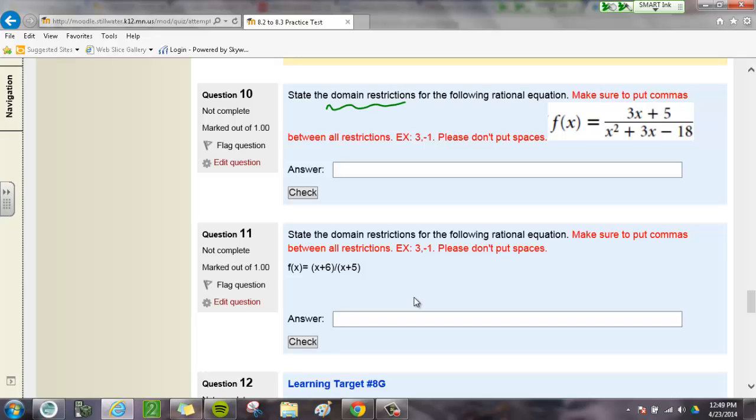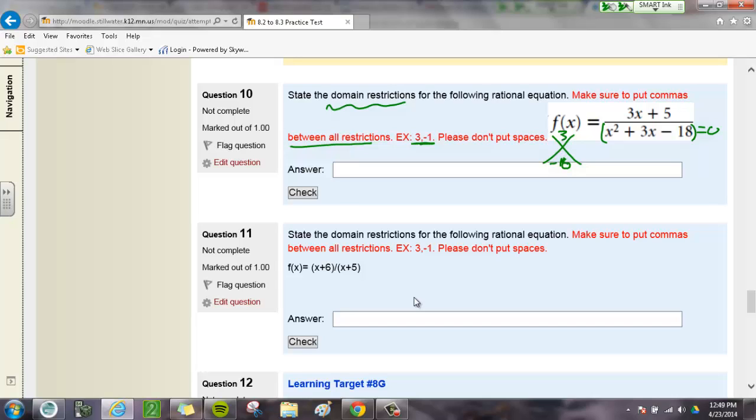We state the domain restrictions for the following rational expression. Make sure to put commas between all restrictions like this. Okay, so we got 3 comma negative 1. So let's figure out how to do that. The domain restriction is when the bottom is equal to 0. How do we make the bottom equal to 0? Well, first we factor it.